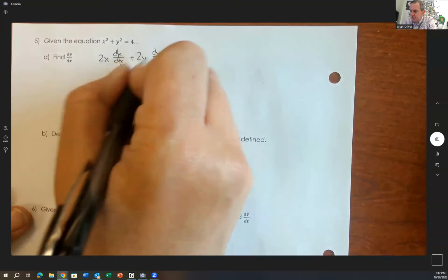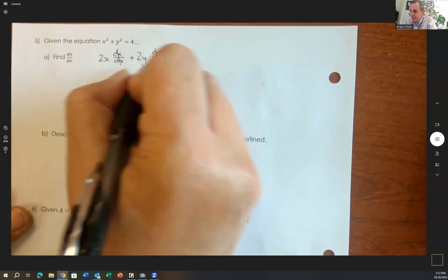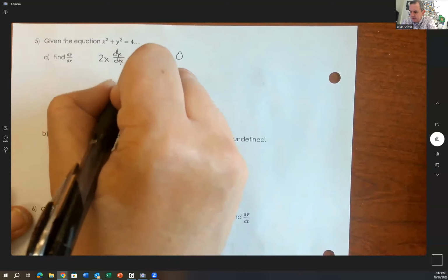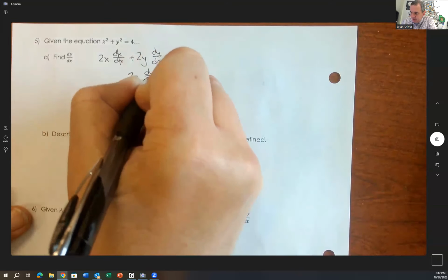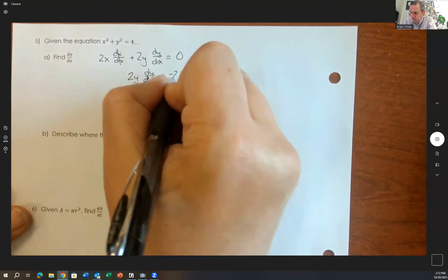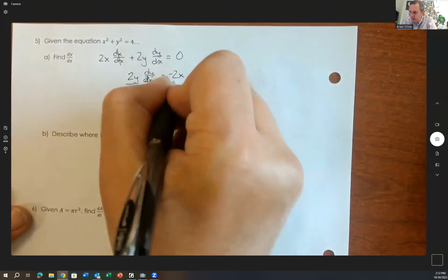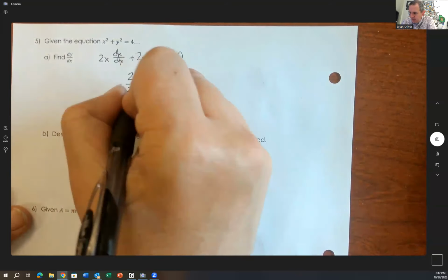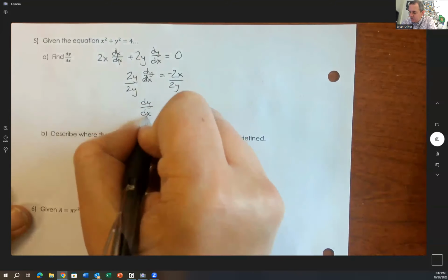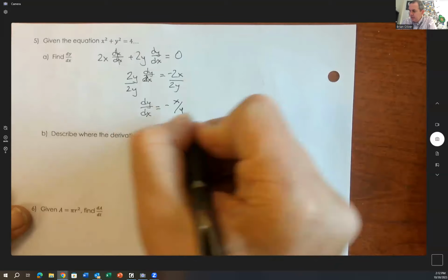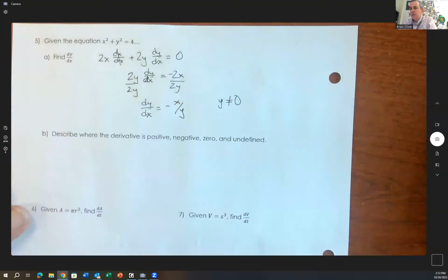So now I'm going to get the dy/dx terms on one side and the other terms on the other. So this becomes 2y dy/dx equals negative 2x. Divide both sides by 2y. This is a repeat of what we did up front. dy/dx is going to equal negative x over y, as long as y doesn't equal 0.